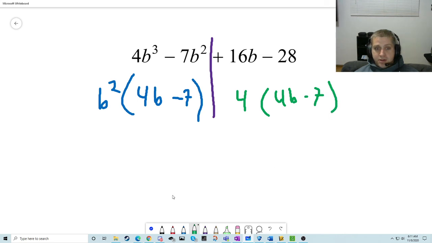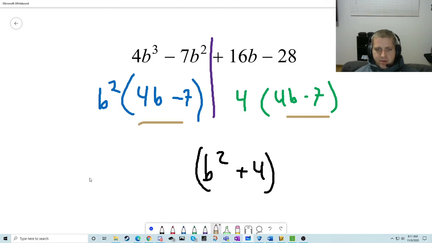So this one was kind of challenging, actually. Then we can write our final answer. B squared and 4 is one of them, and the parentheses is the other one. But if you could do this, you could do any 4-term factor and go as signs.